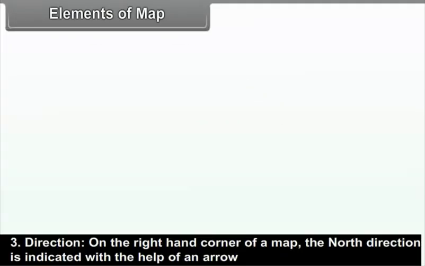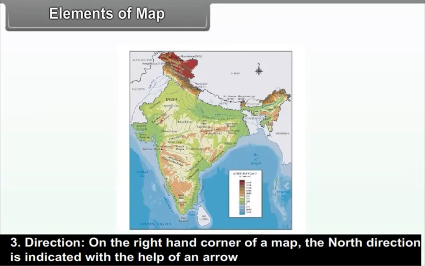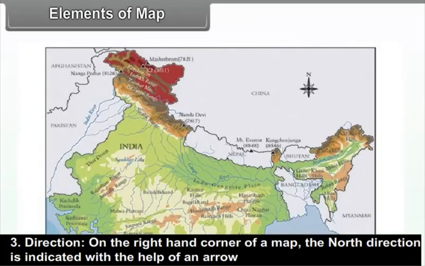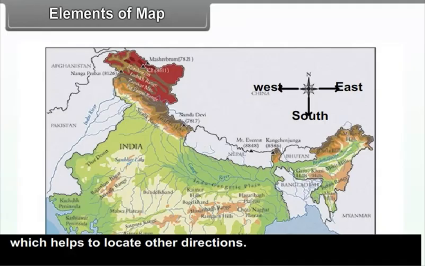Direction. On the other hand, on the right-hand corner of a map, the north direction is indicated with the help of an arrow which helps to locate other directions.